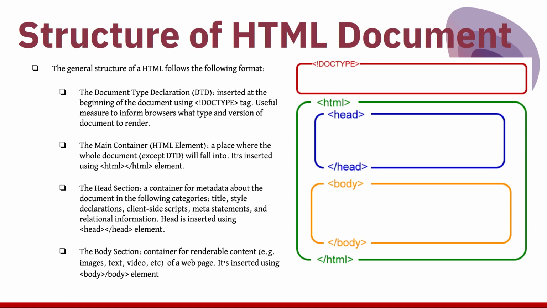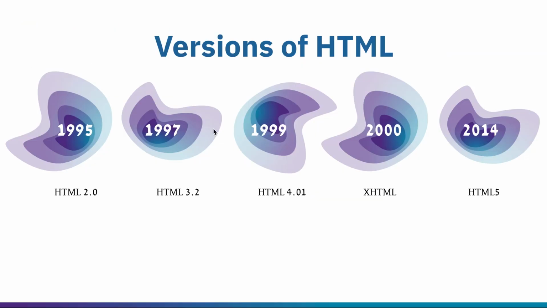So let me explain. See the diagram on the right, this particular one. We have the document type, in the red rectangle, right? You realize that it is on its own at the top. What does it mean? Well, when you come to the literature here, it says inserted at the beginning of the document using this particular tag. It's a useful measure to inform browsers what type and version of document to render. Yes, we just spoke about different versions of HTML.